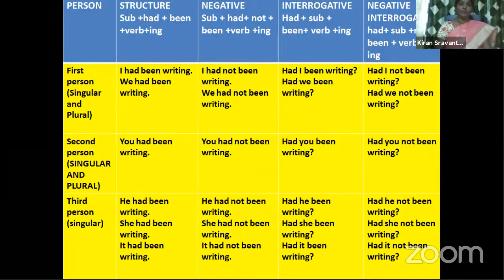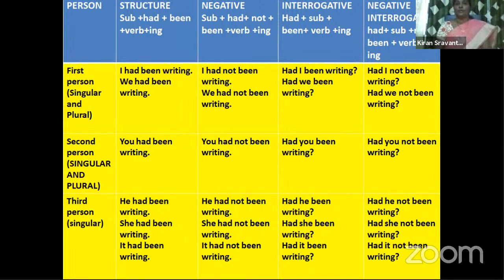And again, coming to the person: first person, second person, third person, singular and plural. And coming to the affirmative statement, subject, then again in present perfect continuous tense we have has or have, but here had plus been plus v1 plus ing, or you can call it the present participle. Coming to the negative sentence, subject, then after had we add not to make it negative. Then the rest of the structure is the same, been plus verb plus ing form.